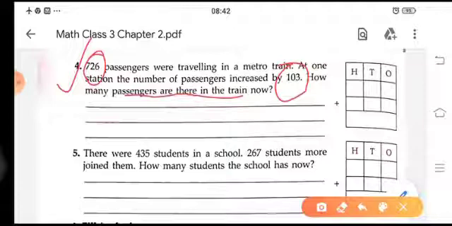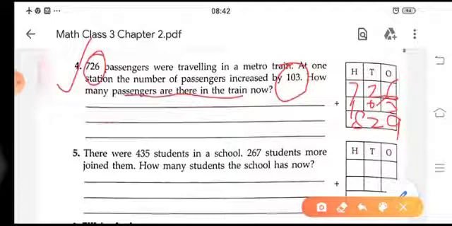So we'll write here 7, 2, 6, then 106. Okay, so we'll add these numbers. How do we add these numbers? 6 plus 3, 9, then 2 plus 0, 2, 7 plus 1, 8. So how many passengers are there? 209. And we can write here also.